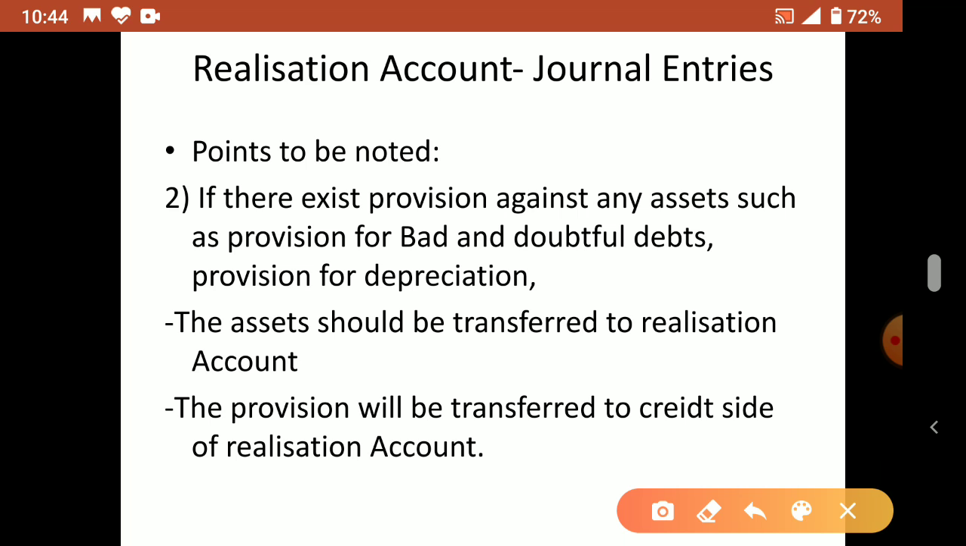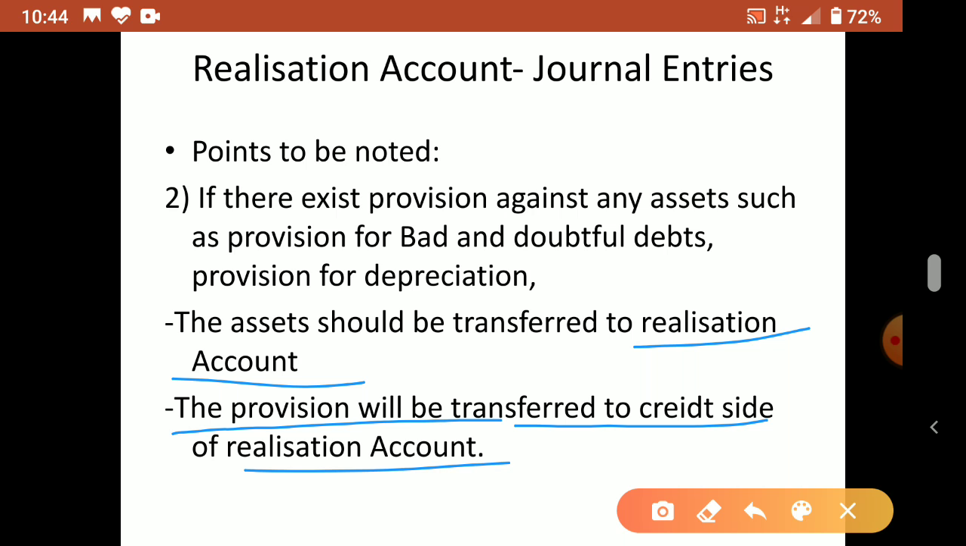Investment fluctuation reserve is created against an asset. What asset? Investment. So that also we created against an asset. So whatever provision or reserve you create against any asset, remember that asset also we have to transfer to the realization account. Asset we have to transfer to realization account, but the provision that you created will be transferred to credit side of realization account. So here asset you have to transfer to realization, where do we normally transfer assets? Debit side. But the provision you have to transfer to the credit side.